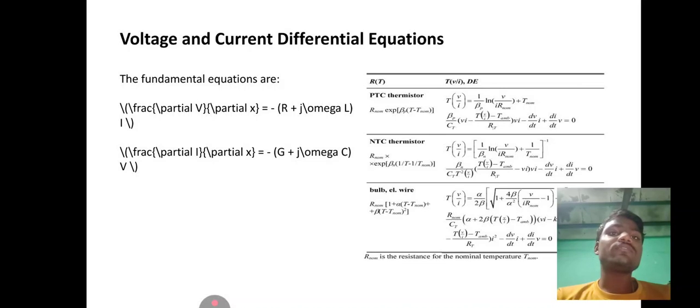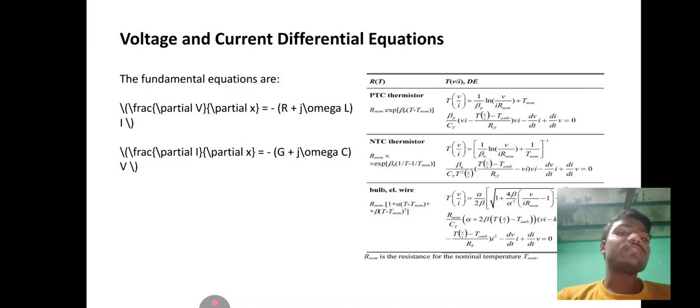Voltage and current differential equations. The fundamental equations are: partial V by partial x is equal to minus (R plus j omega L) I, and partial I by partial x is equal to minus (G plus j omega C) V.